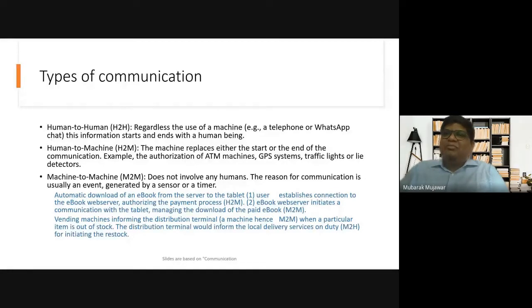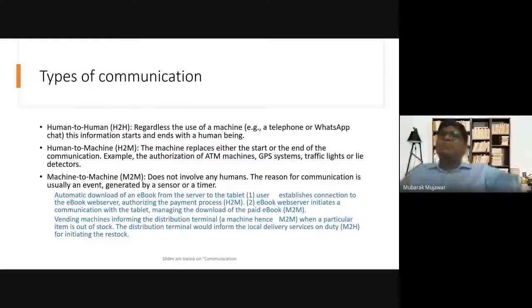The ATM machine has one end starting with a human being who inputs all the parameters, and we put all our details, we put in our PIN. The machine takes a decision, the machine communicates with us and gives some money. So that is an example of human to machine communication.